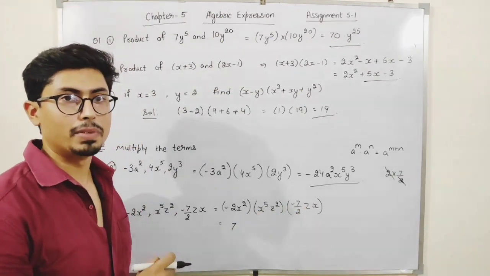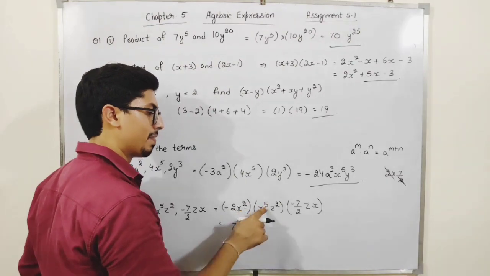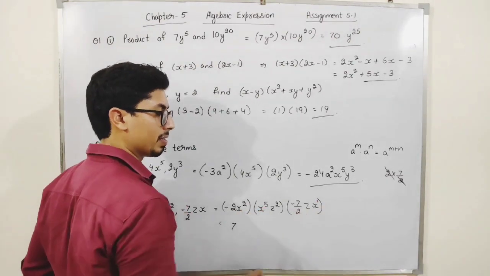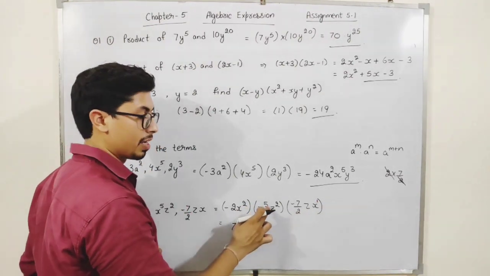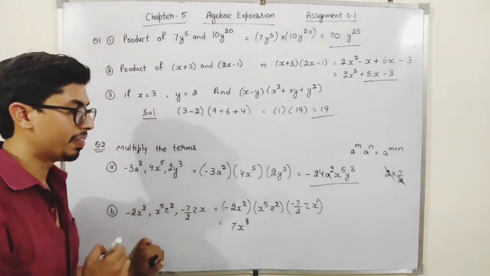x bases are same and they are in multiplication. So just add the powers. Power is 2, power is 5, and nothing is there, so I can write 1. So 2 plus 5 is 7, 7 plus 1 is 8. So it will be x raised to the power 8.